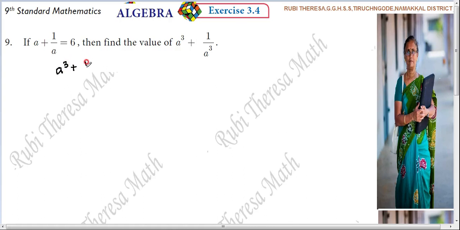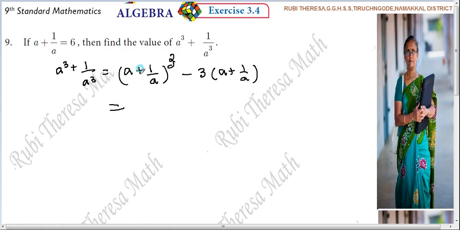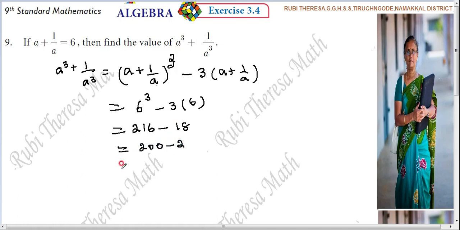So, a cube plus 1 by a cube equals a plus 1 by a the whole cube minus 3 into a plus 1 by a. So, a plus 1 by a is nothing but 6. So, 6 cube minus 3 into 6. 6 cube is nothing but 216 minus 3 sixes are 18. So, you have to subtract. Understand? So, 216 minus 18, if I take 16 from both, I am getting 200 minus 2. That is 198. Do you follow? So, in this way, those who know this, you can do it.